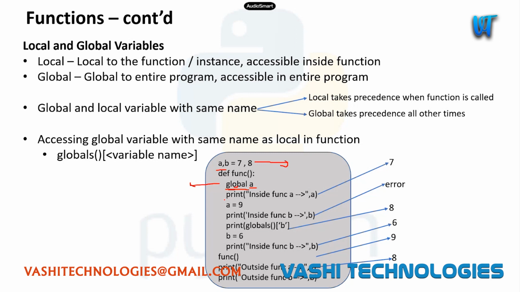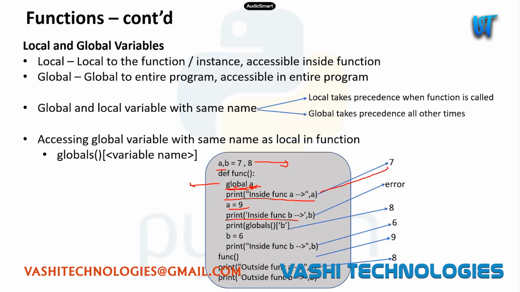And if you see here, print inside function A. Currently the A value is 7, right? The initial value is 7. And we have this global A. We are telling the function that this variable is global and you need to access it from the global namespace. And it will give an output of 7. And then I am modifying this. I am assigning A equal to 9.